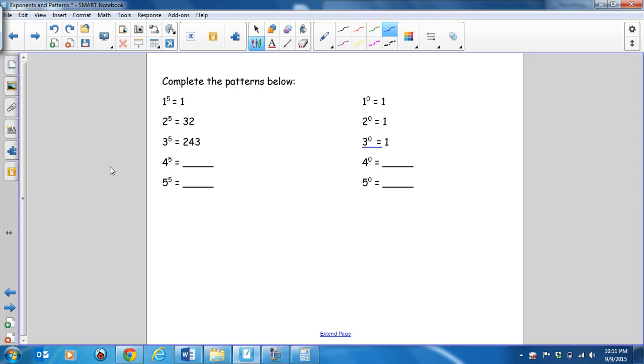Okay, what I'd like you to do is complete the patterns below in your notes, and we will go over those tomorrow. If you do not have a calculator, that's fine. You can do those as soon as you get into class once you complete your warm-up.